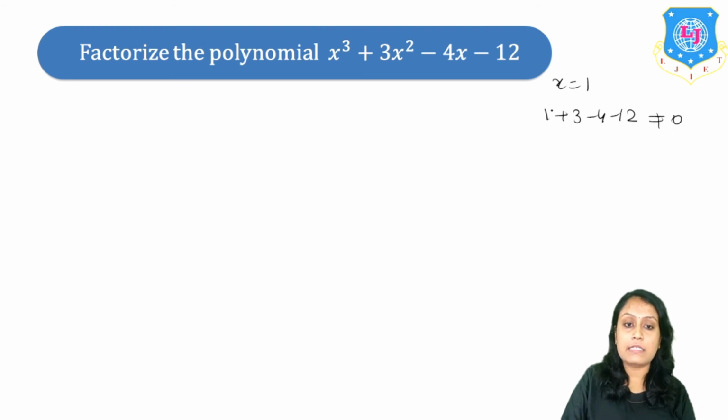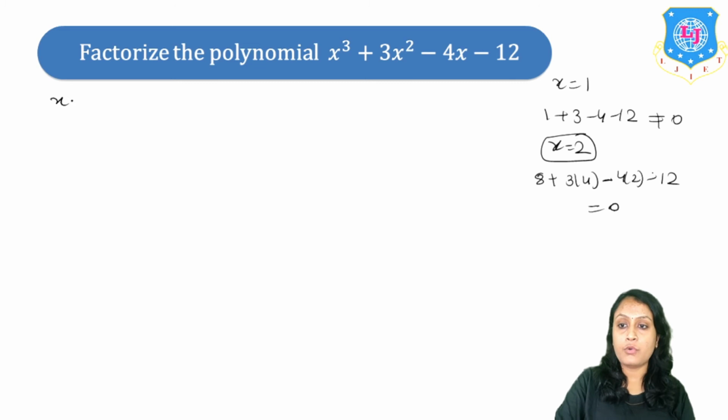Okay, so x is equal to 1 is not a root. Let's check another number, x is equal to 2. If you substitute x is equal to 2 over here, this is 8 plus 3 into 4, then minus 4 into 2, minus 12. On simplification, you will get the answer 0. This means that x is equal to 2 is a root.